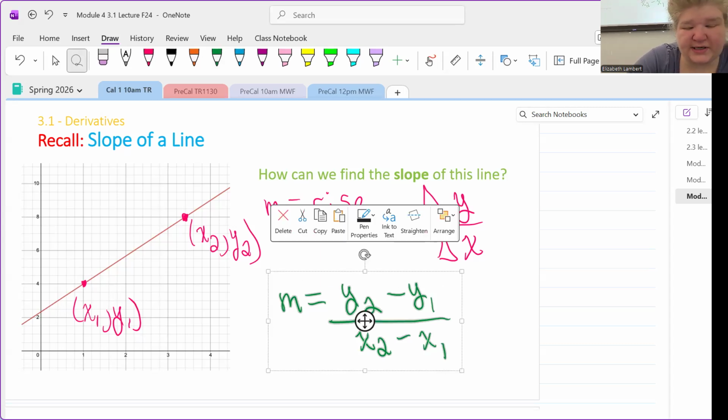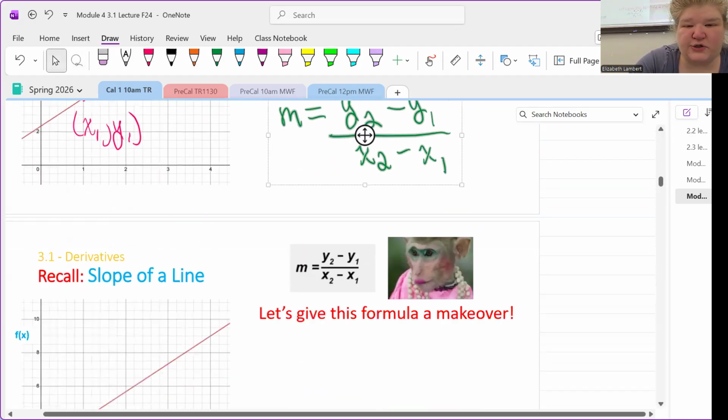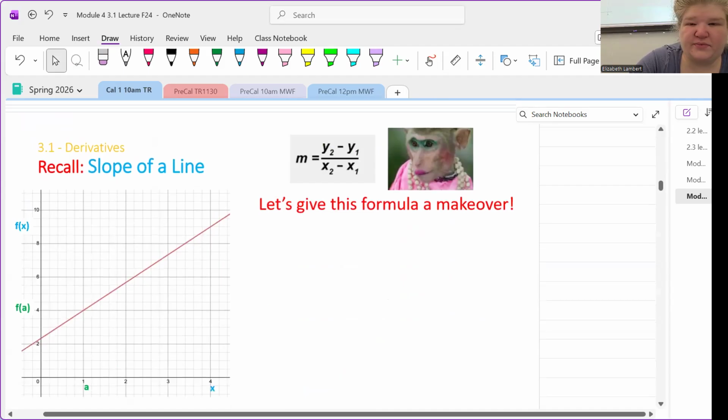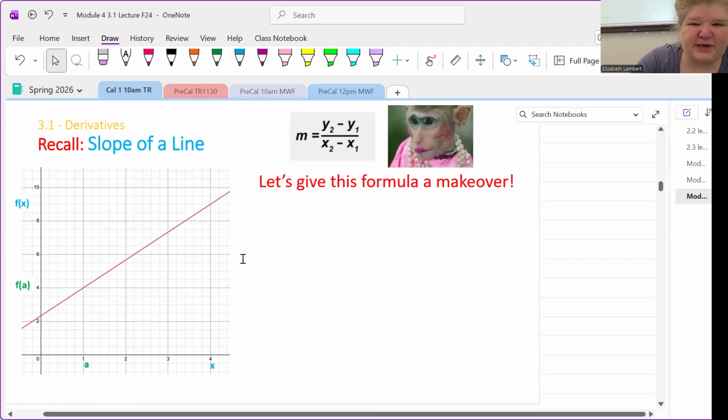All right, now we're going to take this slope formula and we're going to give it a couple of makeovers. So Chris decided a monkey with a makeover is a good picture here, which I agree, it's adorable.